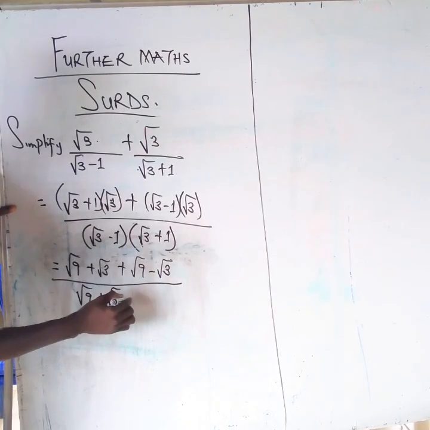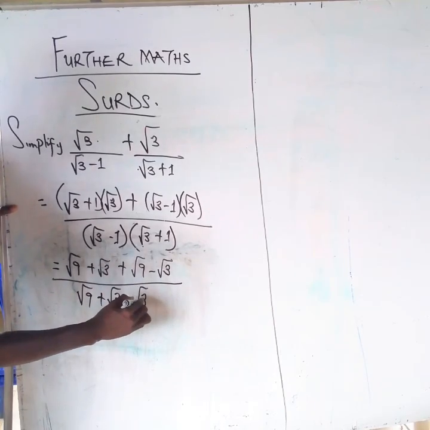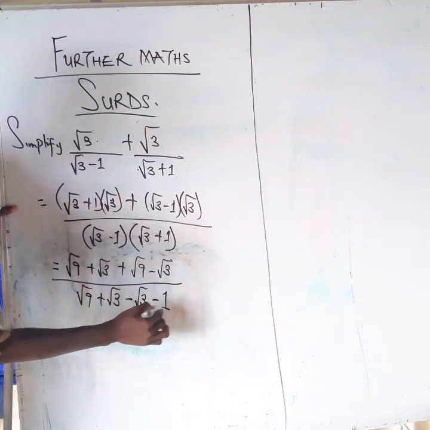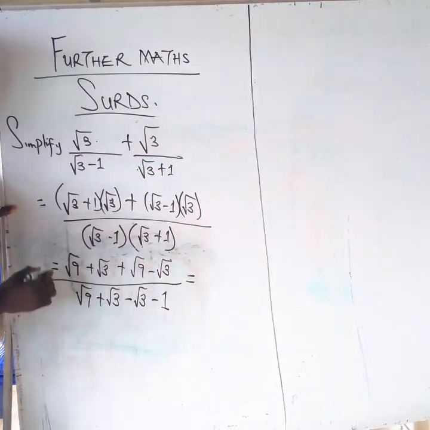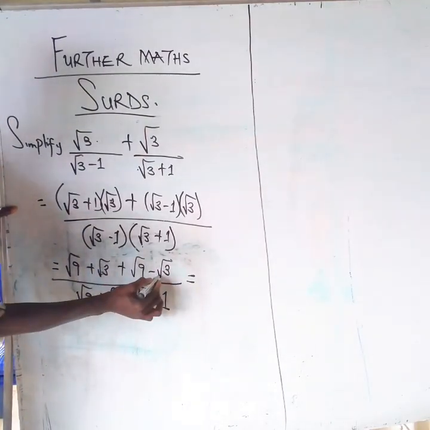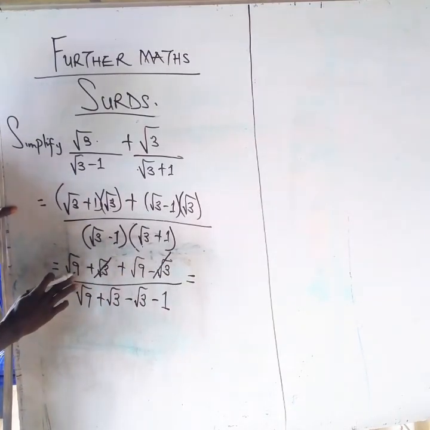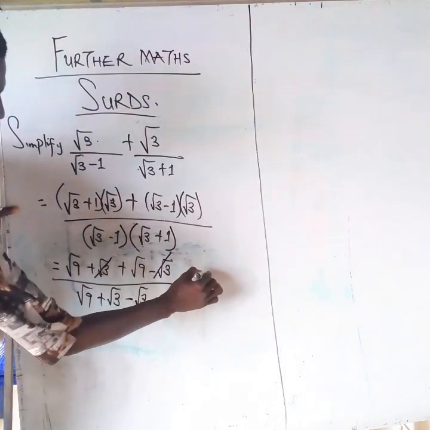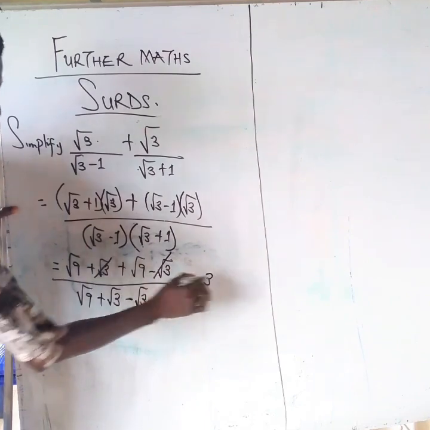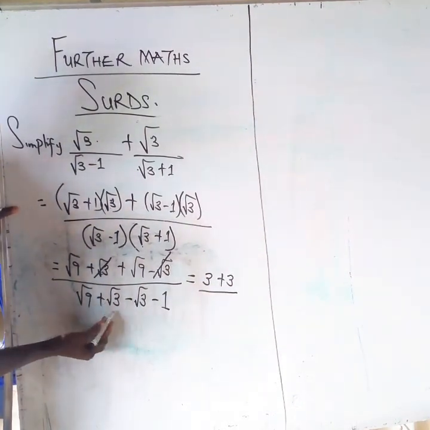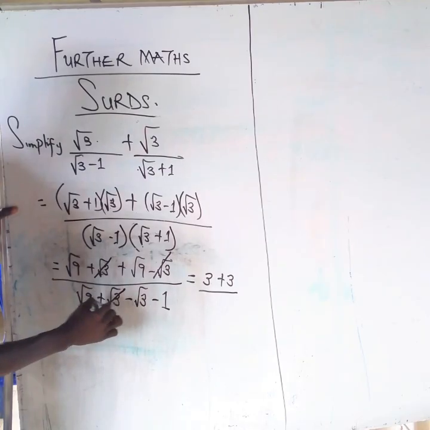Minus 1 times root 3 gives you minus root 3. Then minus 1 times plus 1 gives you minus 1. Now, this is easier. Root 3 here minus root 3 here cancels. So you have square root of 9, which is 3, plus square root of 9, which is another 3, into, now you have root 3 minus root 3. So this one also goes.